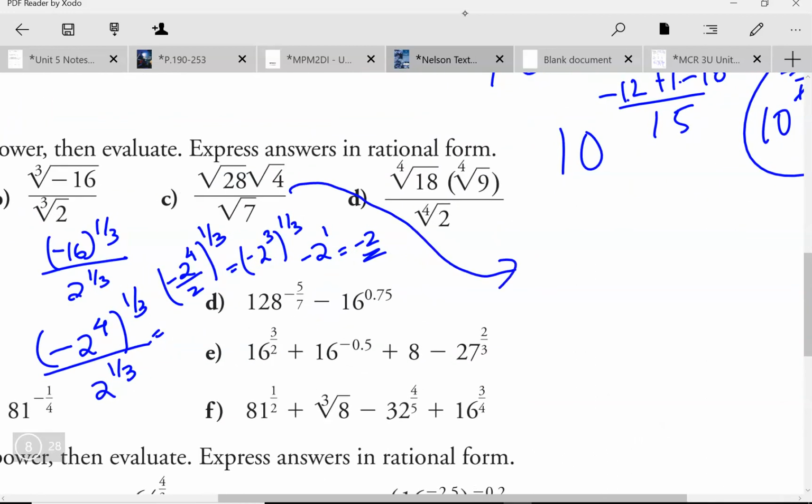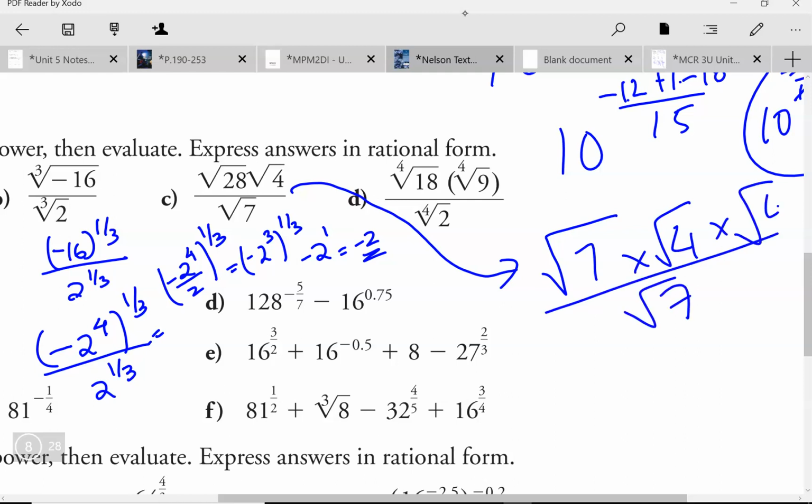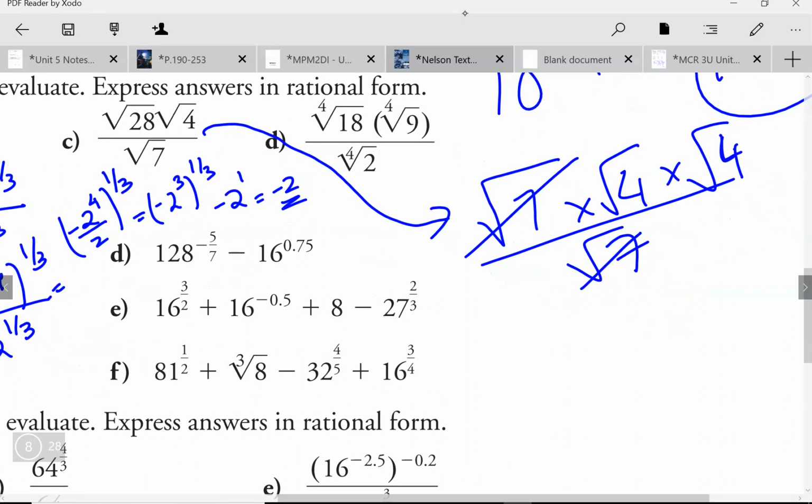Let's try C. Again, here I don't have a common base, but I know square root of 28 is just square root of 7 times square root of 4, and then times square root of 4 divided by square root of 7. I can do some cross-canceling here if you just want to evaluate this, but if you are really looking for a single power, this would be 7 to the power of 0, because I do 7 to the power of half minus half. So 7 to the power of 0 times 4 to the power of half plus half is 4 to the power of 1. So this is 1 times 4, which is 4.